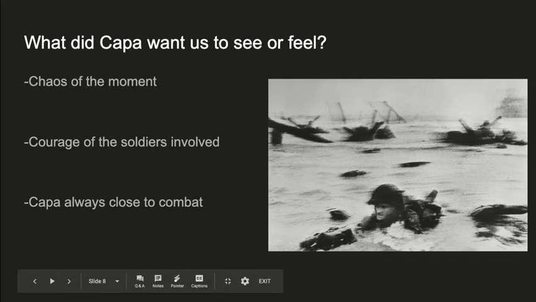Capa was always close to combat. He was quoted in both the Skylighters and the Time article, as well as others: "If your pictures are not good enough, you aren't close enough." Capa's pictures definitely put him in the middle of the action as he was moving towards the different events that were occurring around him.